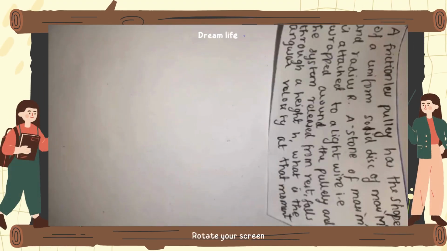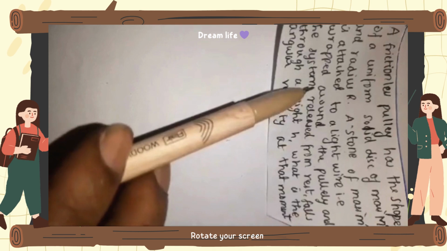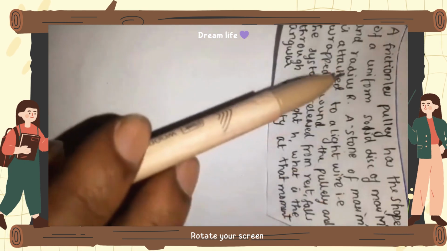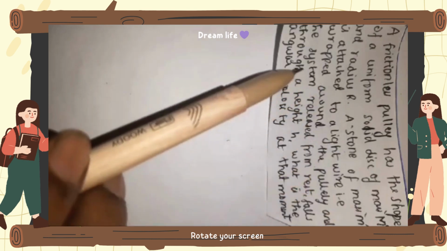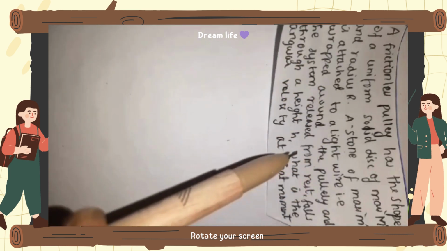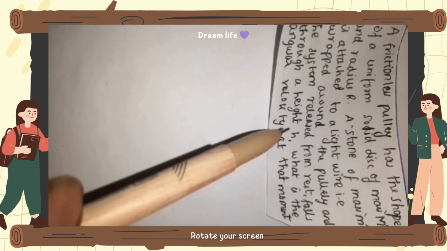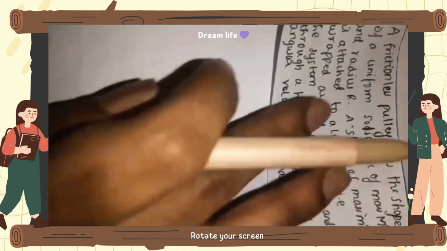Hi everyone, today we will see a problem from rotational motion. So the question goes: a frictionless pulley has the shape of a uniform solid disk of mass M and radius R. A stone of mass m is attached to a light wire that is wrapped around the pulley, and the system is released from rest and falls through a height h. What is the angular velocity at that moment?